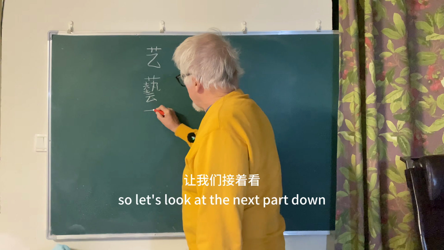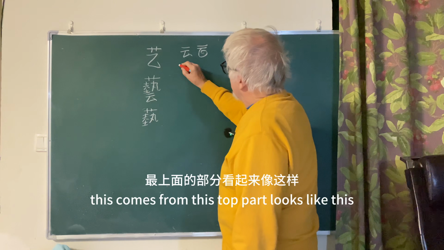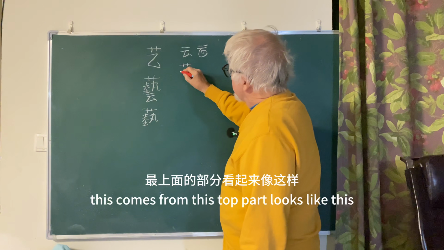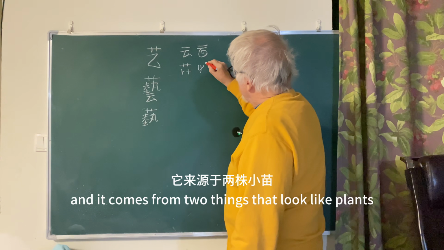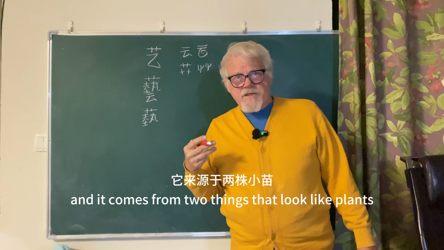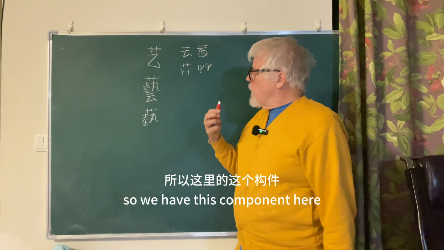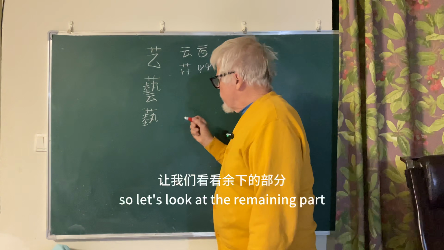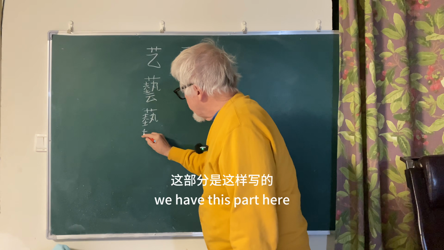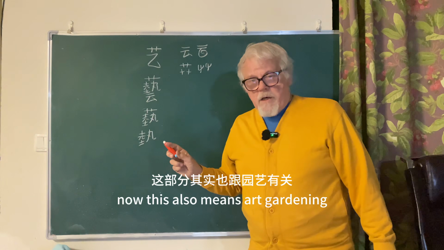So let's look at the next part down. This top part looks like this, and sometimes we just make it like this, and it comes from two things that look like plants. They look like sprouts. The sprouts on top mean anything having to do with plants or gardens. So we have this component here, which indicates that it has something to do with plants. So let's look at the remaining part. We have this part here. Now this also means gardening.